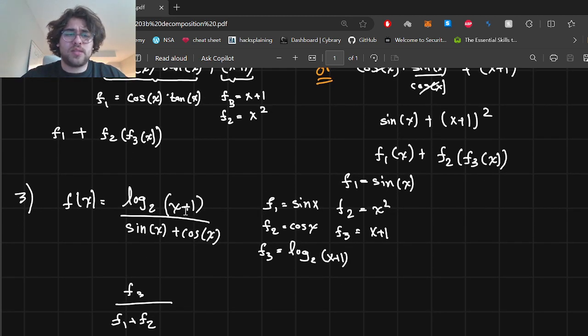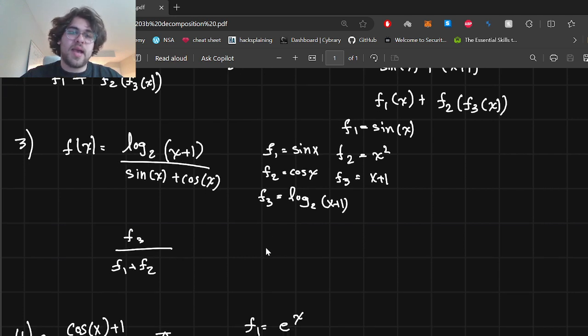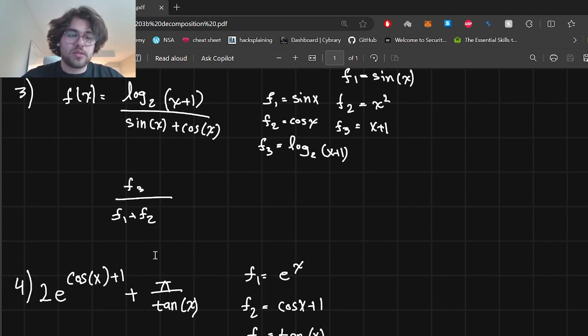The third question is f of x is equal to the logarithm base 2 of x plus 1 over sine x plus cosine x. I took the sine x plus cosine x and broke them apart. So f1 is equal to sine x and f2 is equal to cosine of x. For f3, there are multiple ways to do this. However, I took it as an entire function, which is logarithm base 2 of x plus 1. And we can rewrite it again as f functions.